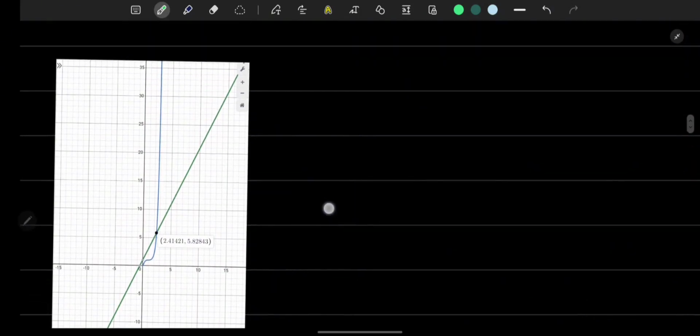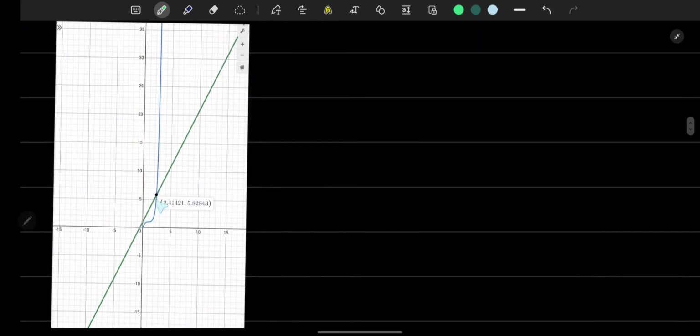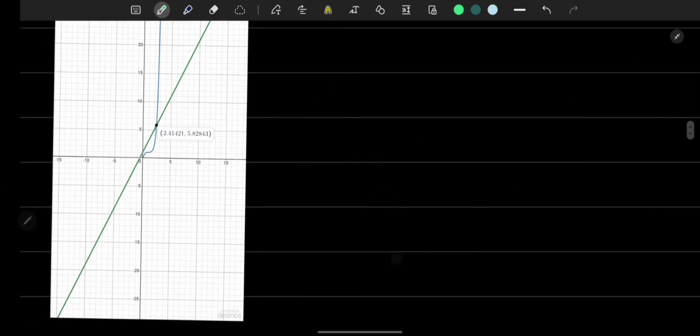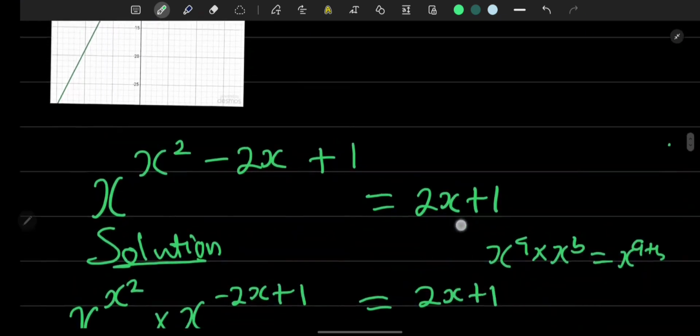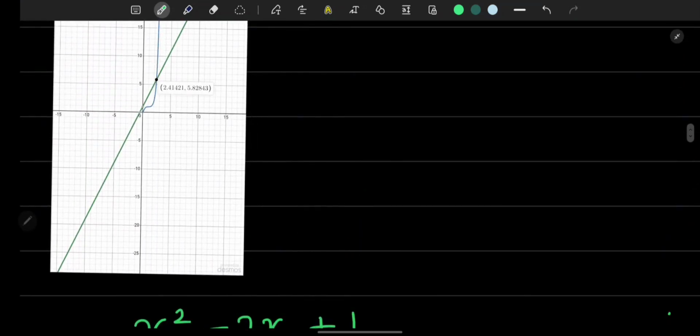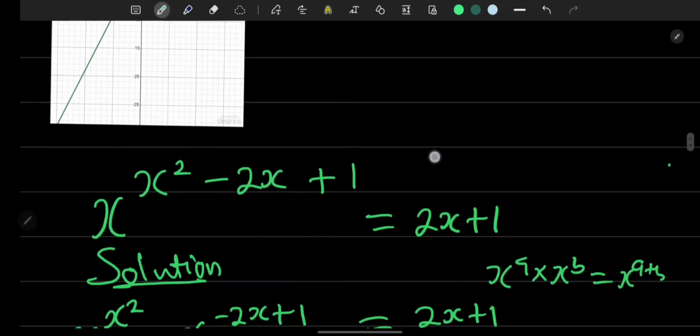Okay, so the first one here, this line is the equation for the linear, which is 2x plus 1, and this is for the exponential. You can see the result we have here, 2.414, and we only have one solution to this equation, one value for x. So what happened to the second value? Why don't we have a second? Why do we have only one point here?